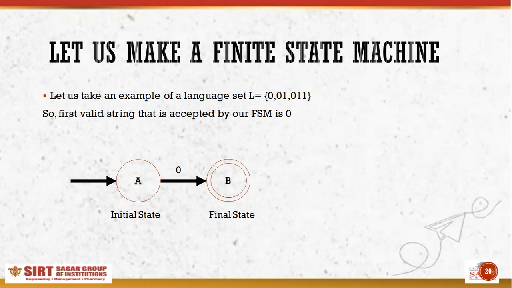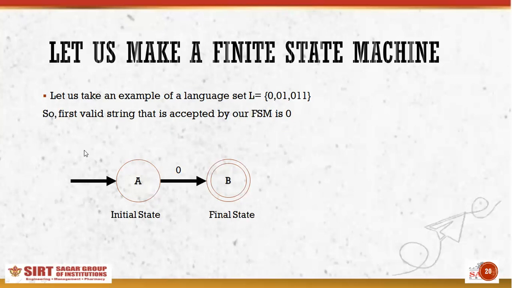After reading the complete string, if the control of the machine reaches some final state, then the string is declared as valid. And if, after reading the whole string, the control of the machine reaches some non-final state, then it will be said to be an invalid string. Okay. So let us start with this example. The first valid string is 0, that means by reading 0, I will reach some final state, isn't it? So I have constructed state A, which is the initial state.